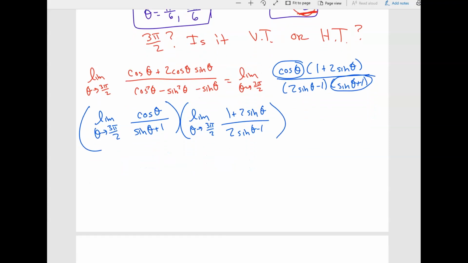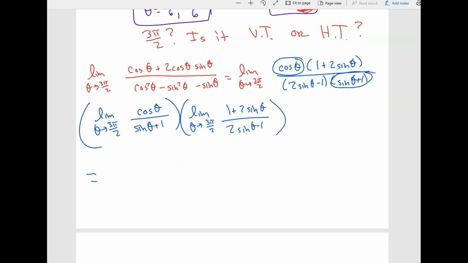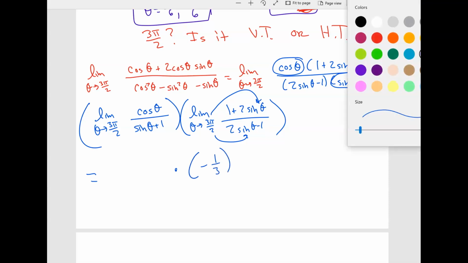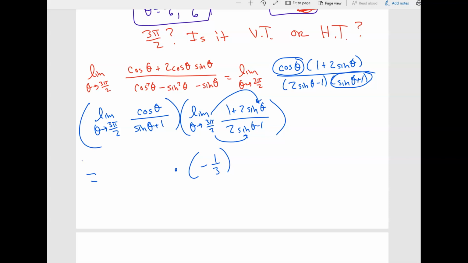Okay. So now I can easily plug in 3 pi over 2 here. And when I plug in 3 pi over 2, I'm going to get negative 1/3. Now for this other one, let's just use L'Hopital's rule. When I use L'Hopital's rule, I get the limit as theta goes to 3 pi over 2, and on the top I'm just going to get negative sine theta, and on the bottom I'm going to get cosine of theta.